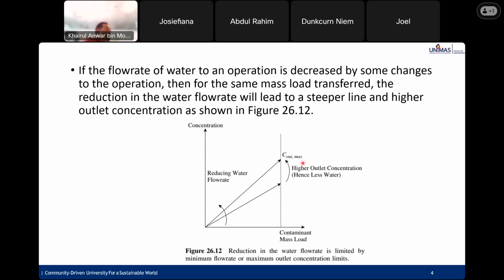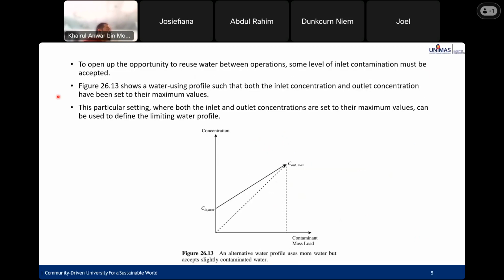What we see out here is the contaminant. So higher outlet concentration, more contaminant means less water. To open up the ability to reuse water between operations, some level of inlet contaminant must be accepted.